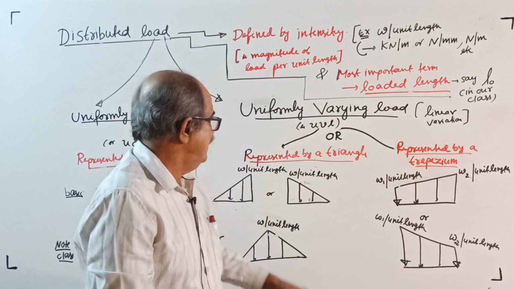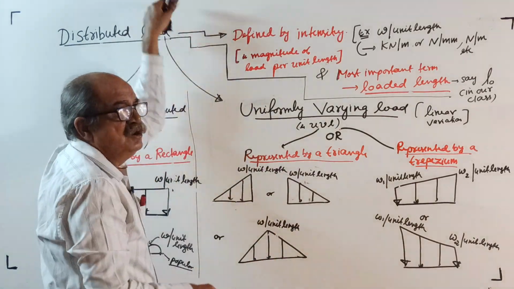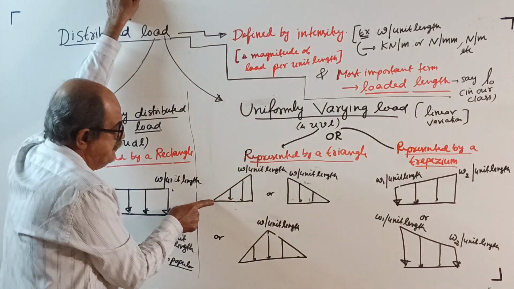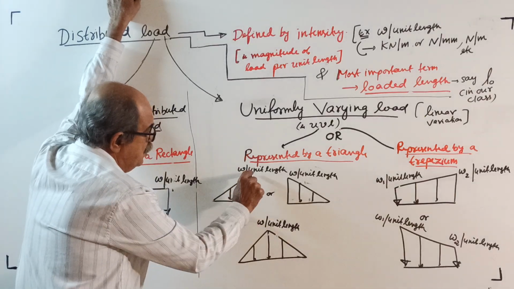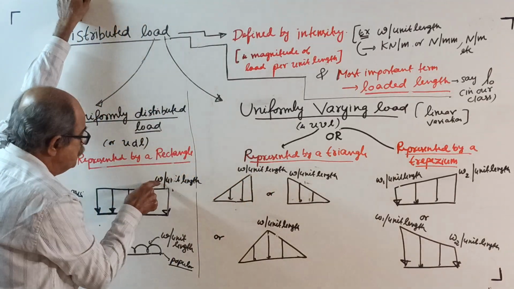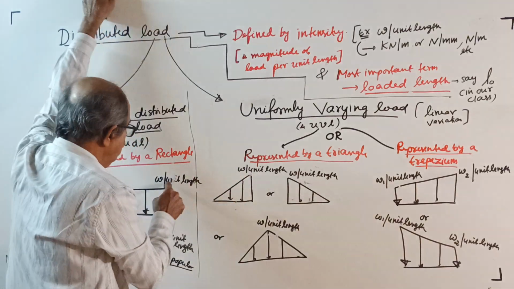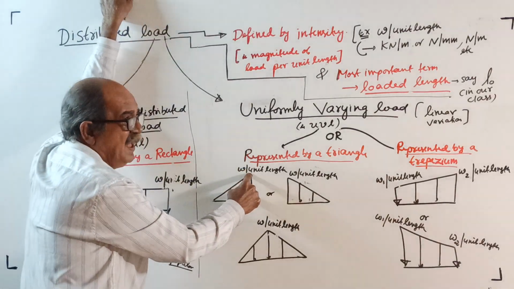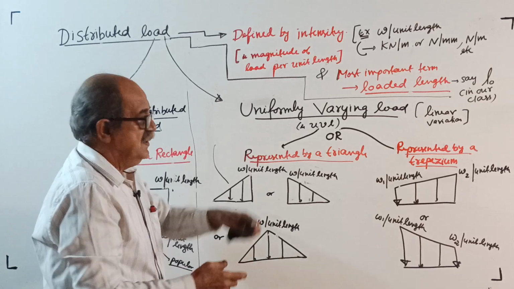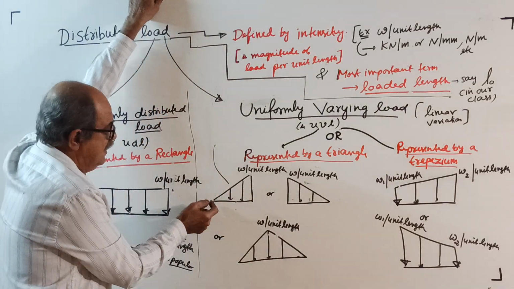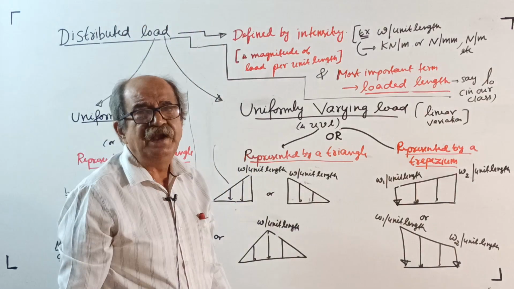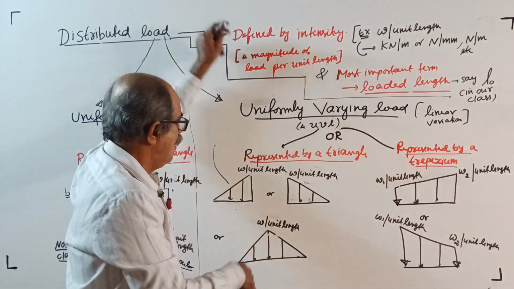Those who are serious, write here. I will tell you, don't memorize left and right hand. As per the sketch, zero intensity at the left end, which linearly increases to maximum intensity of w per unit length. Only one w. Here w is uniform intensity, here w is maximum intensity. You can make a small note here this way. Here, left side zero intensity, which linearly increases to maximum of w per unit length at the right end of the loaded length.